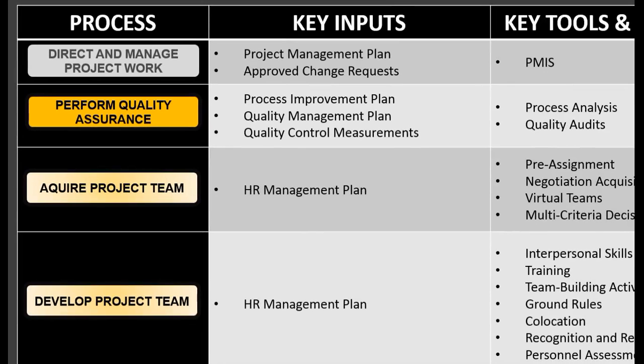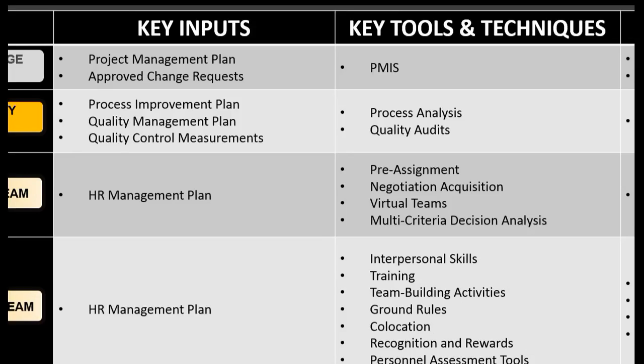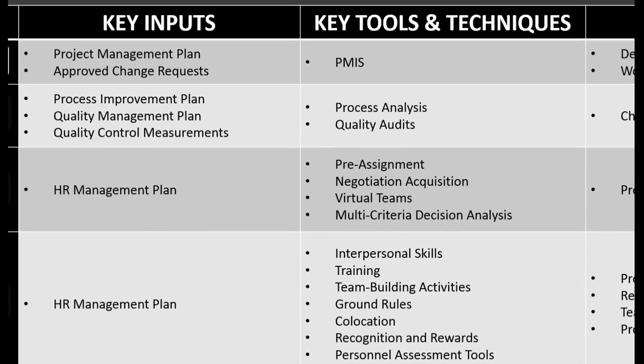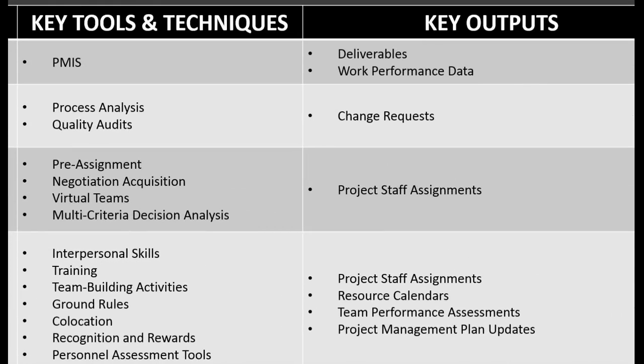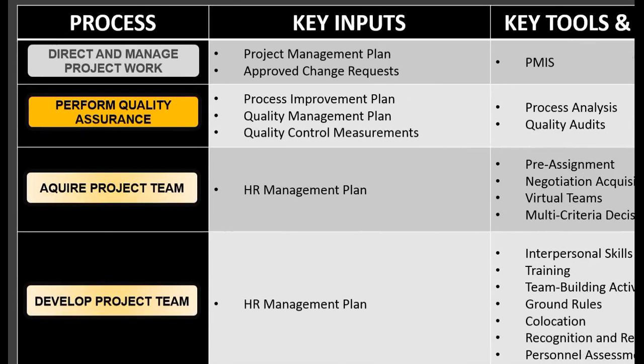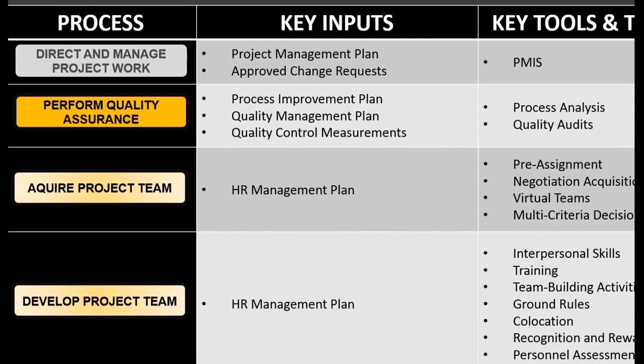So let's take a look at the first one here, direct and manage project work. Approved change requests are huge. I've talked about that. The project management information system, which is also an enterprise environmental factor, is important. Deliverables and WPD, I've talked about those for direct and manage. Now, for perform quality assurance, it's a no-brainer that since quality assurance is all about checking the process, well, of course, we should have the process improvement plan, and we should also have the quality management plan, which tells us how this process of quality assurance is going to be carried out.